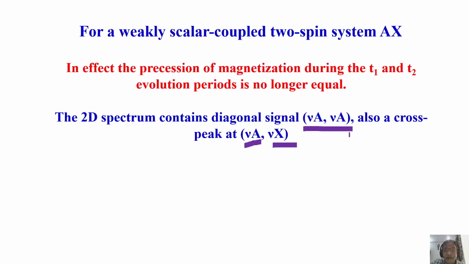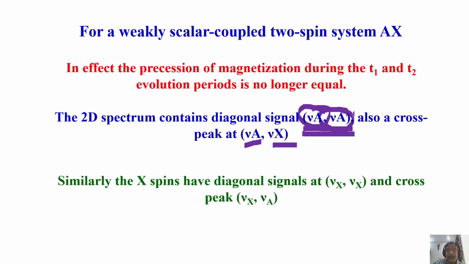Now, what do we mean by the same, whose precession frequency has not changed? Part of the magnetization went back to the Z axis and remains the same. It has given magnetization to the X spin. That will appear only as nu A and nu A. They are called diagonal peaks. These are the frequencies which remain the same in both the T1 and T2 dimensions, both in the evolution period and the detection period.